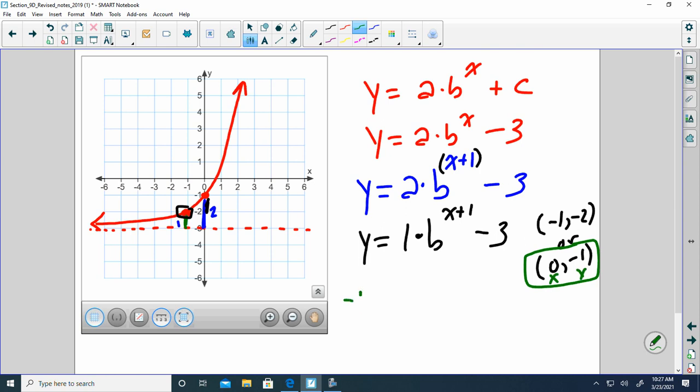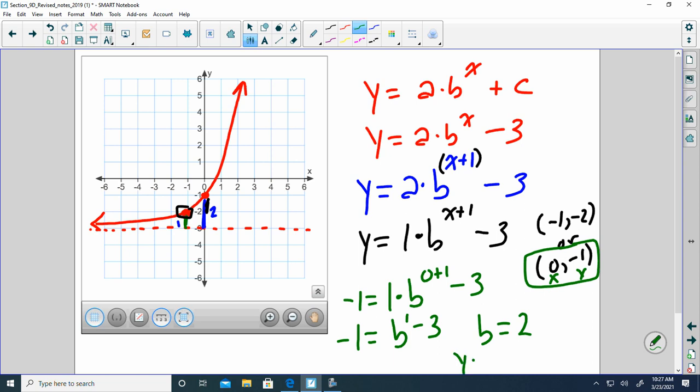So I'm going to get negative 1 equals 1 times b, which we don't know. And then I get 0 plus 1 minus 3. So I get negative 1. I could drop that 1. b to the first is the same thing as b. Agree? So add 3 to both sides. So I'm going to get b to the first, or b, is equal to 2. Oh, now I have my whole equation.